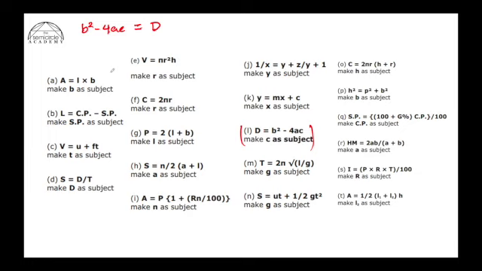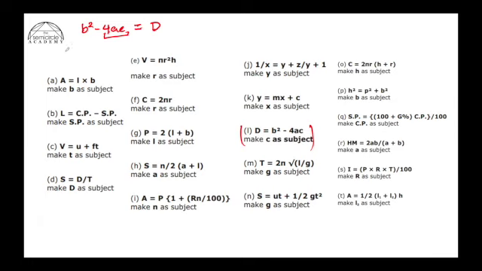Can I transpose the 4a? Yeah. No, you can't really do that. I mean, you could, but it would be incredibly hard. At the end of the day, this 4ac is being minused from the b squared. So I can't just pull that 4a out of there. Yeah? And at the end of the day, this 4ac is a single unit because it's all being multiplied. Right? It's a single unit.